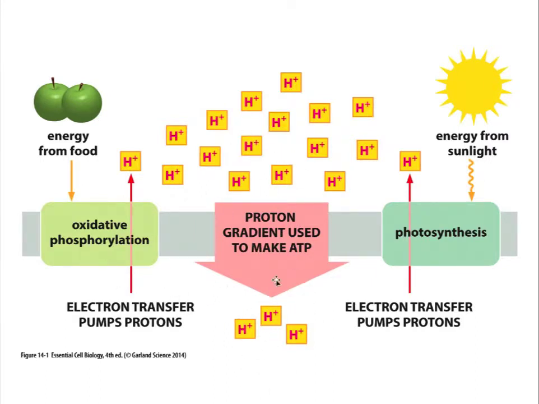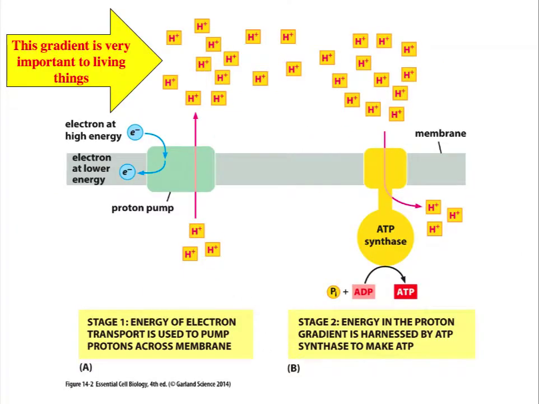So it's a two-step process. First you break down the energy in food, or capture the energy in sun, give that energy to electrons, and then those electrons power the movement of the protons. And then in the second phase, those protons are allowed to re-enter the lower compartment, generating ATP. This figure does a great job in itself of illustrating that two-step process.